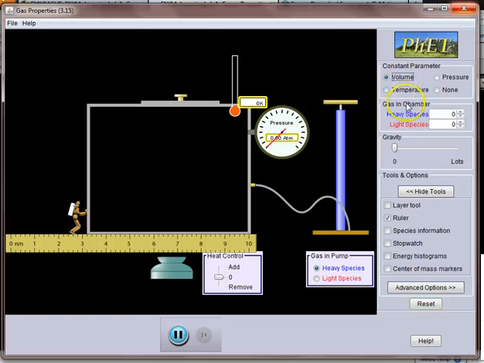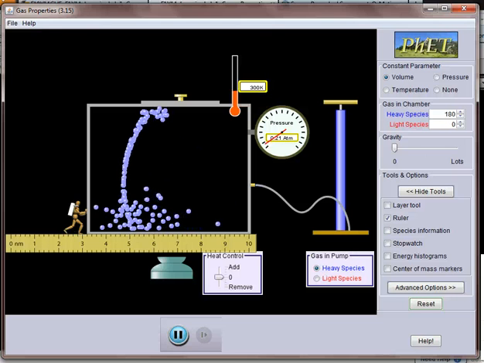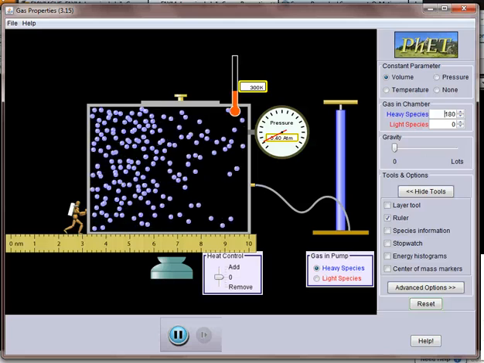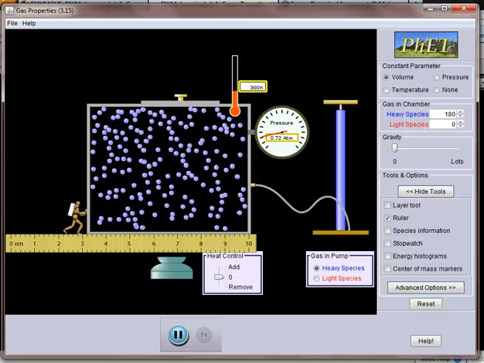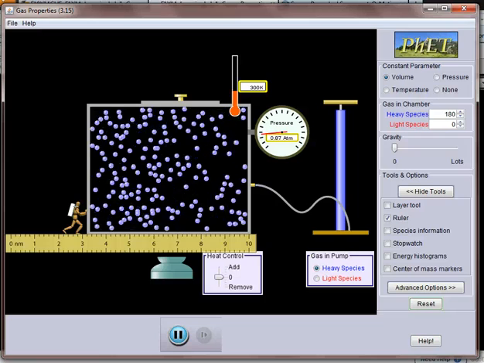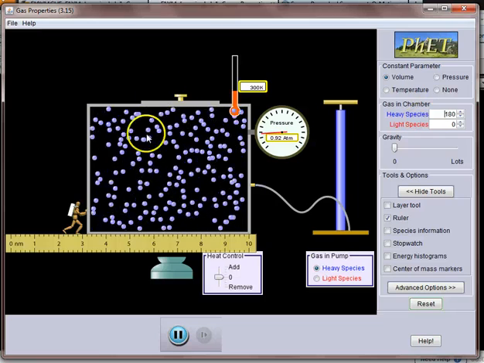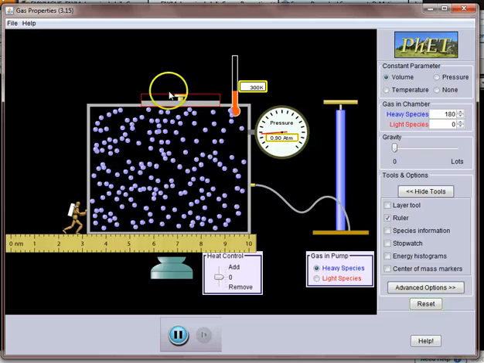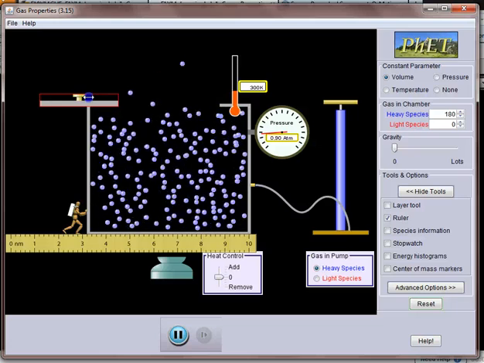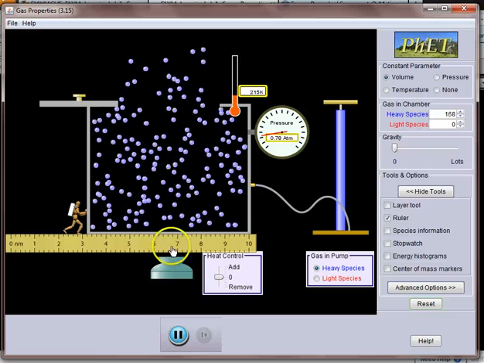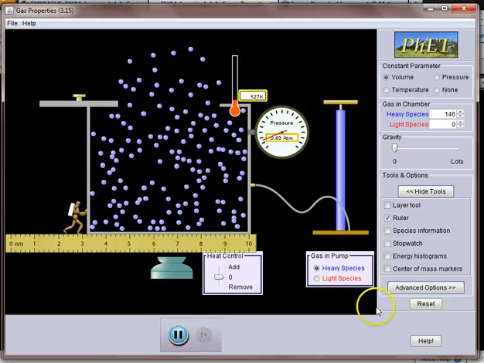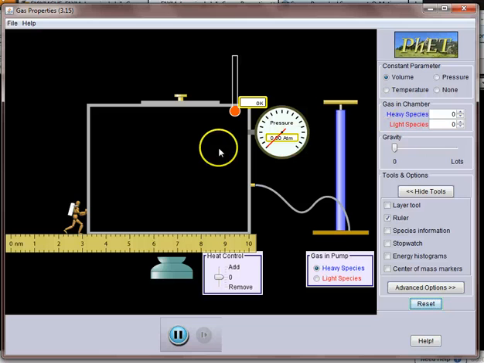So we click on volume, introduce 180 heavy particles. It doesn't matter how many particles you introduce, you can introduce as many as you want, as far as the chamber can handle that many particles. If you increase too many, the lid opens and the particles escape. There is a lid here, so that can happen at increased pressure. If you increase the pressure too much, the lid will open. So let's introduce 180 particles here.